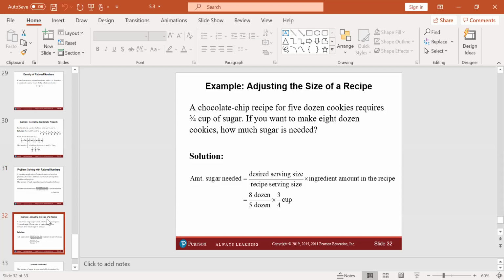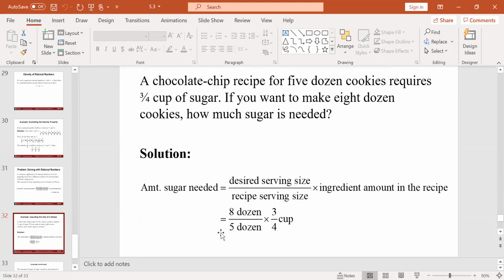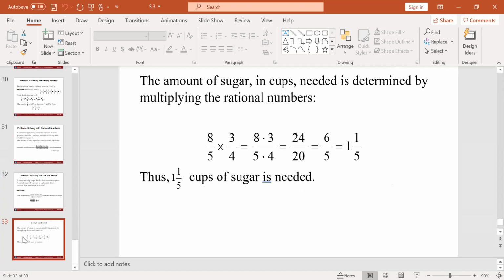Well, for every 5 dozen you make, you need 3/4 a cup of sugar. So what you could do is figure out how many cups you need per 1 dozen and then multiply that by 8. But doing it this way is actually going to achieve the same thing. This 8 over 5 allows you to scale the amount of sugar you need. If I multiply by 8/5, I'm expanding the amount of sugar I need to cover 8 dozen cookies. And when I multiply by the 3/4, you end up with 6/5 or 1 1/5 cups of sugar.